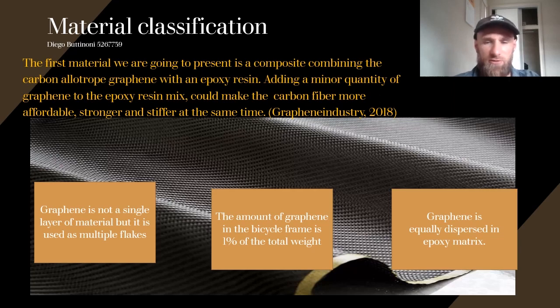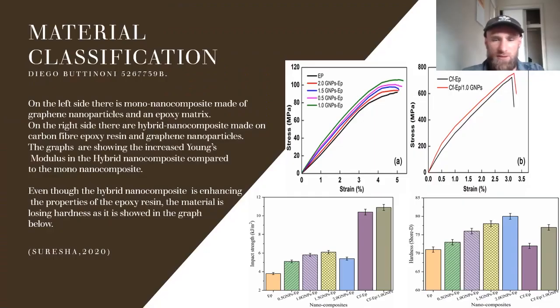The graphene is not going to be a single layer, but multiple flakes dispersed in the epoxy matrix. And for this reason, the graphene is going to be just 1% of the total weight. In this slide, we can see that the material with the best properties is the carbon fiber epoxy with graphene nanoparticles, which has the best properties of all the other material compounds. The only drawback is that we can see on the last graph a decreased amount of hardness, but for the rest it is still the best choice.